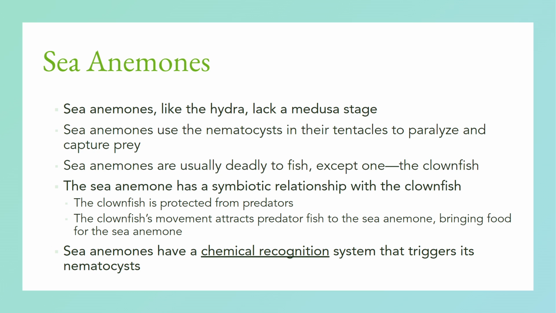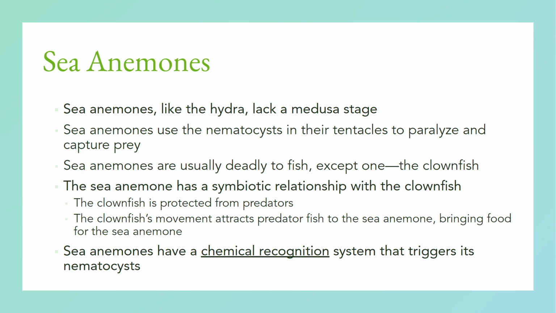Sea anemones are similar to hydra in that they lack a medusa stage and primarily exist as a polyp, even if they are a polyp that can move around a bit. Now, sea anemones use nematocysts as well. They're on their tentacles. They would paralyze and capture prey using the nematocysts. And sea anemones are usually deadly to fish, except for one. The exception is the clownfish.